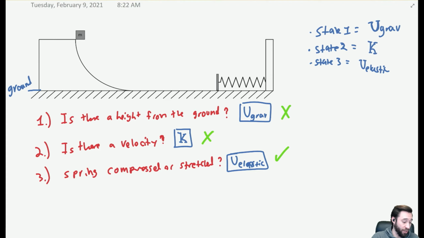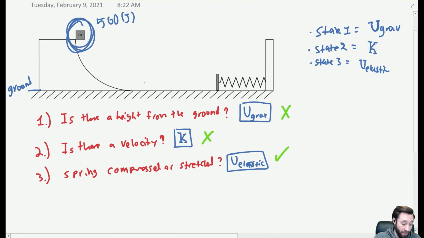So all of my energy at state 1 must equal, like if I got a numerical value, say 500 joules. If I had 500 joules at state 1, I must have 500 joules at state 2. And I also must have 500 joules at state 3. Is there any confusion about that? So state 1 is 500 joules, state 2 is 500 joules, state 3 is 500 joules.